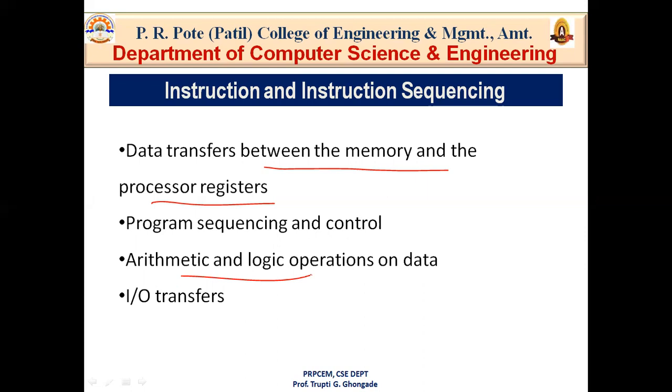And another two functional units are left, that is the input unit and output unit. So that is IO transfer, which is done by the input unit and the output unit. So these are the basic operations done by the computer system during an instruction execution. First operation is data transfer between memory and processor registers. Second one is program sequencing and control. Third one, arithmetic and logical operations on data. And fourth one is the IO transfer.